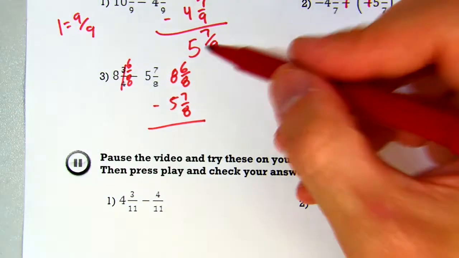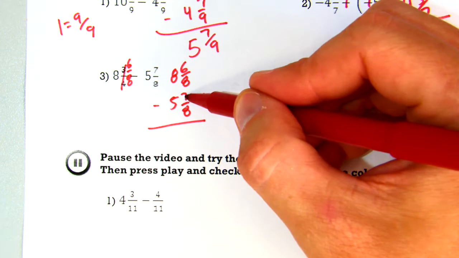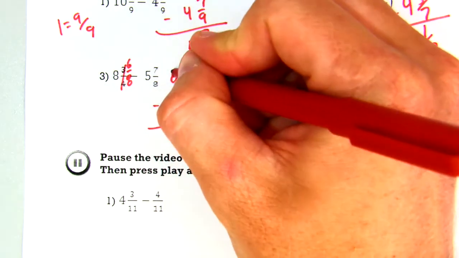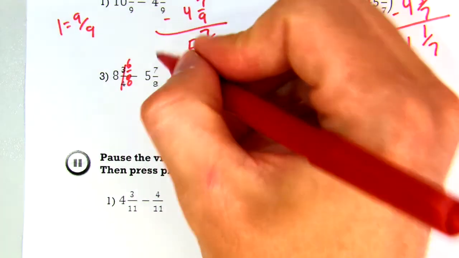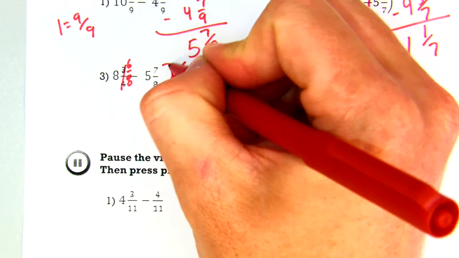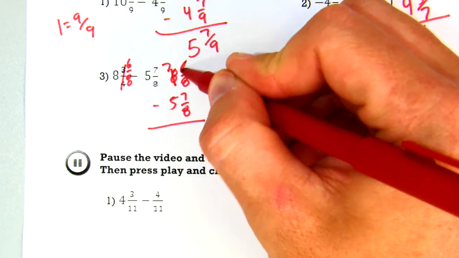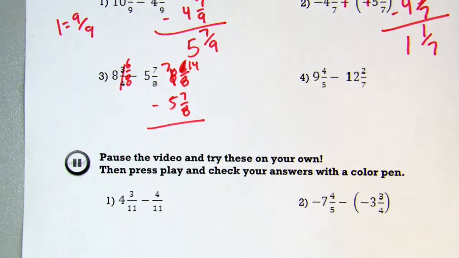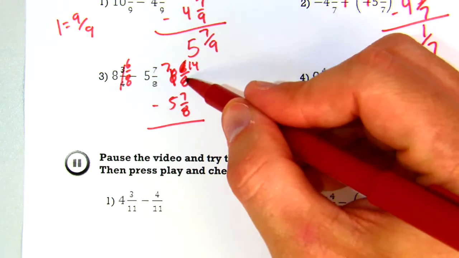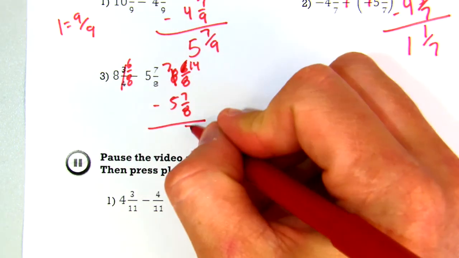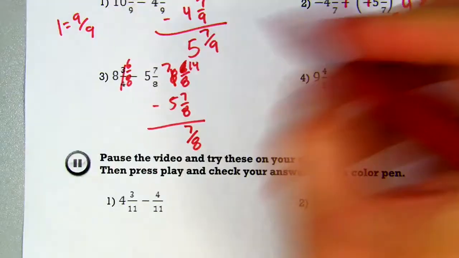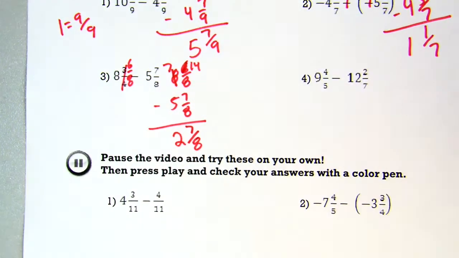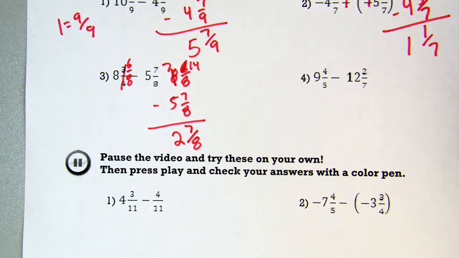I have to subtract them. I cannot take away 6 minus 7, so I'm going to have to borrow. My 8 becomes a 7. And then I'm taking 8/8 and adding it to this, so now it becomes 14/8. So 14/8 minus 7/8 is 7/8. And then 7 minus 5 is 2. So my answer is 2 and 7/8.